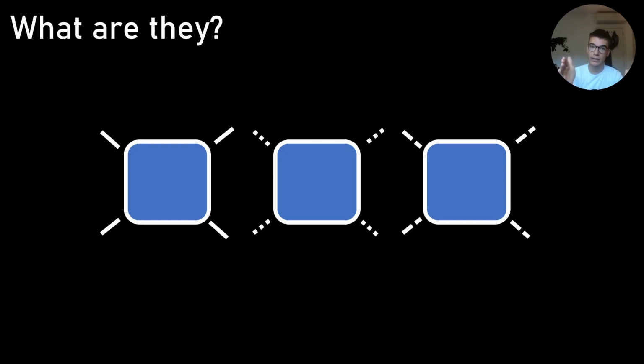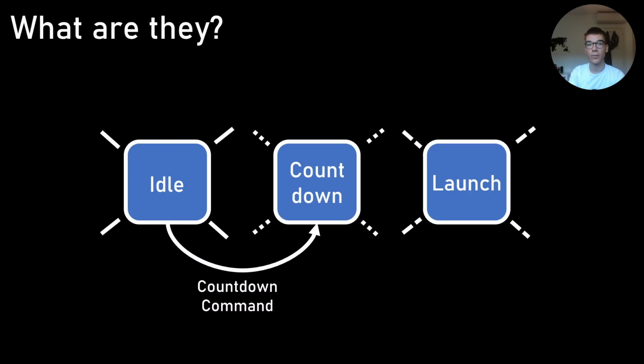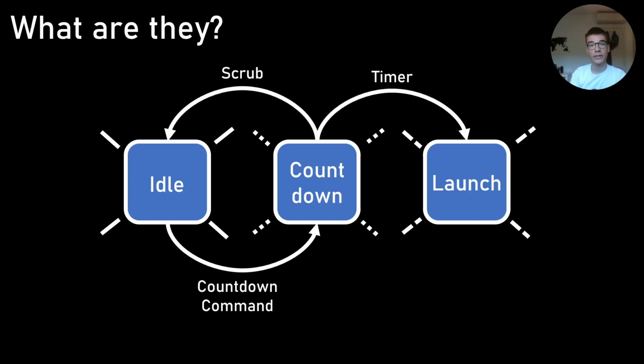And in each of these states, the rocket does something different. For example, we have pad idle, pad countdown, and launch. And again, in idle, for example, we do something different than in countdown or in launch. But to go from idle to countdown, or from any state to any state, we have a state transition. For example, a countdown command from our radio, or a scrub to go back to idle, or a 10-second timer to go to launch.